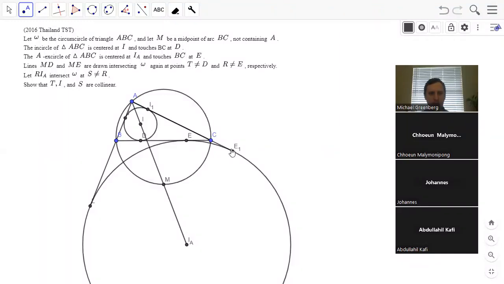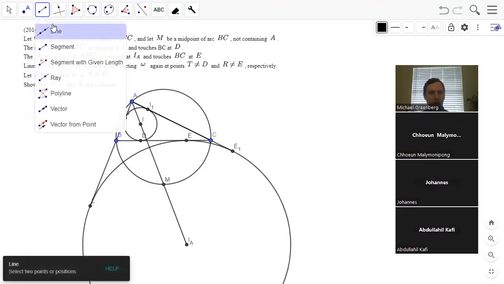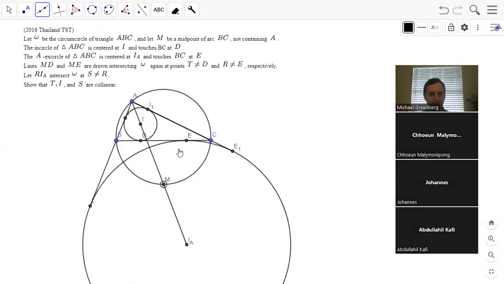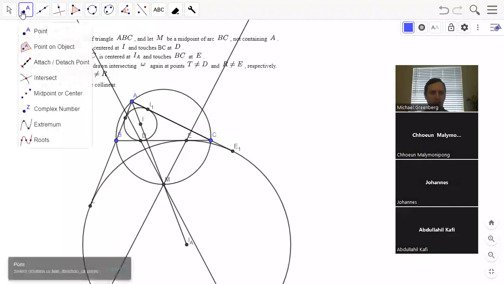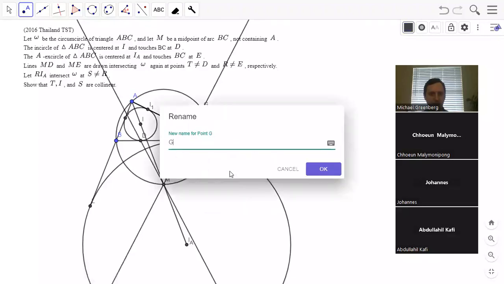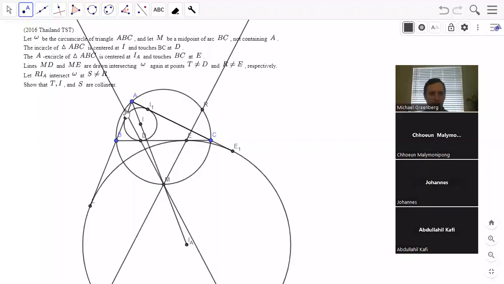And so lines MD and ME intersect omega at T and R. Those should be isogonal because D and E are like reflections about the midpoint of BC. So ME intersects it at R, and MD intersects it at T.